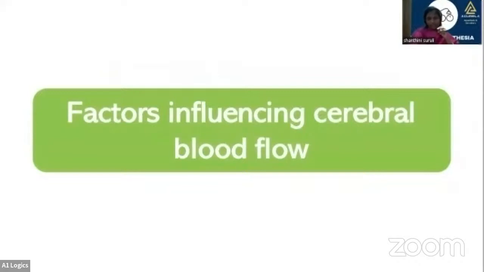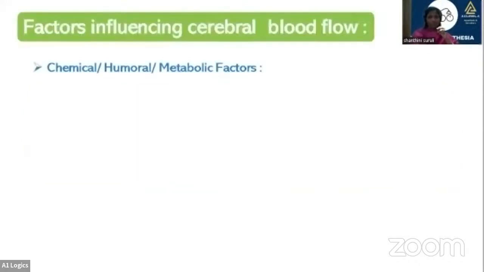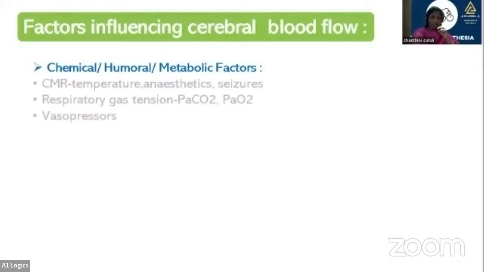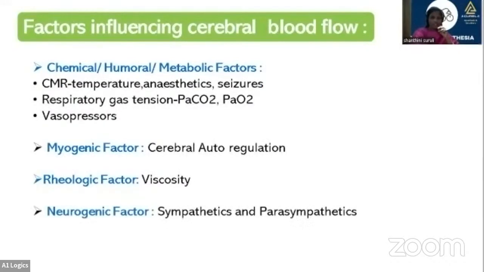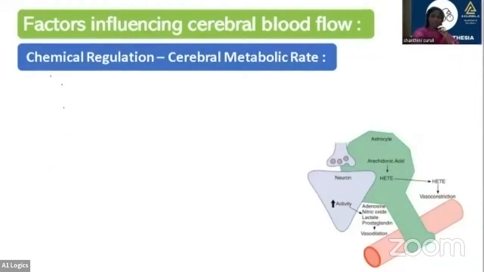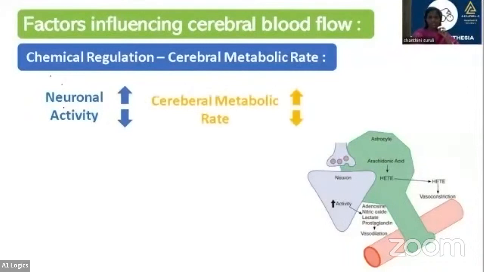So, coming to the factors influencing the cerebral blood flow. First, the chemical, humoral or metabolic factors, the myogenic factors, the rheologic factors, and the neurogenic factors. Let's discuss one by one. Coming to chemical regulation, first comes the cerebral metabolic rate. Whenever the neuronal activity increases, the cerebral metabolic rate increases, which results in increased cerebral blood flow. And whenever the metabolic rate gets decreased, the cerebral blood flow also decreases.